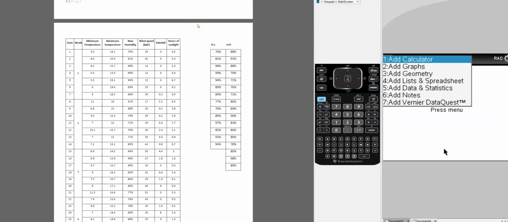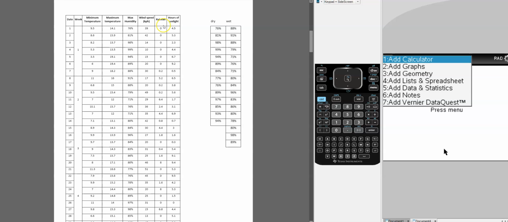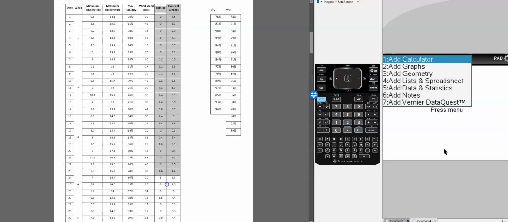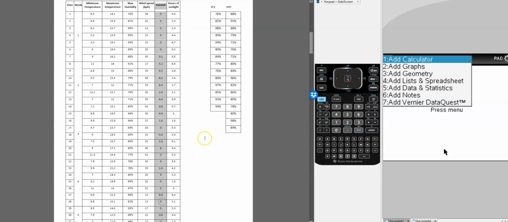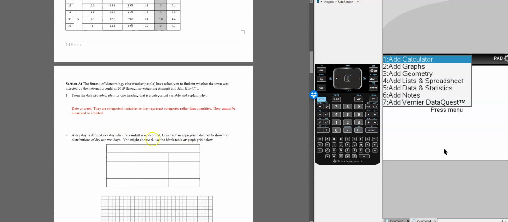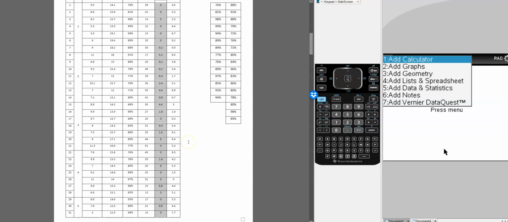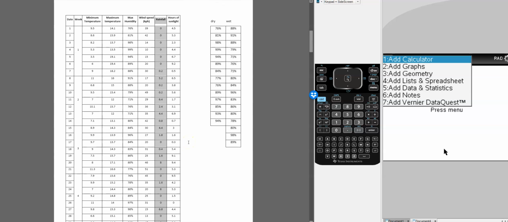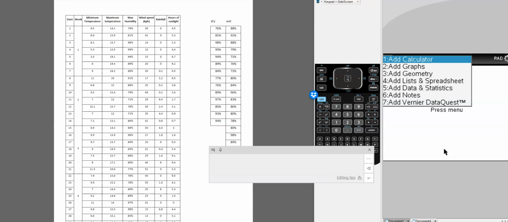So what we need to do is have a look at the data and investigate this column right here. Now this column right here will tell us whether or not it was a wet or a dry day. Now the dry day is when no rainfall was recorded. Every other day is a wet day. Okay, so the way I like to think about this is we're defining it in terms of two variables. It's either going to be a dry day or a wet day.